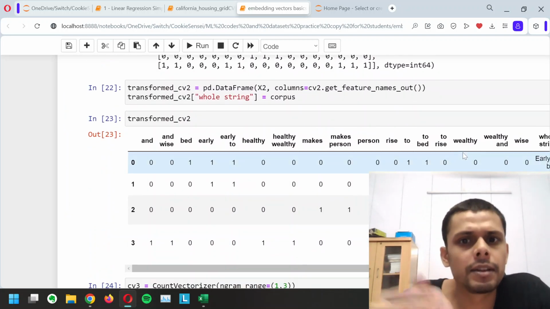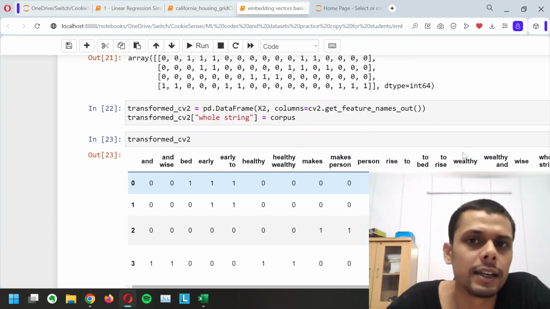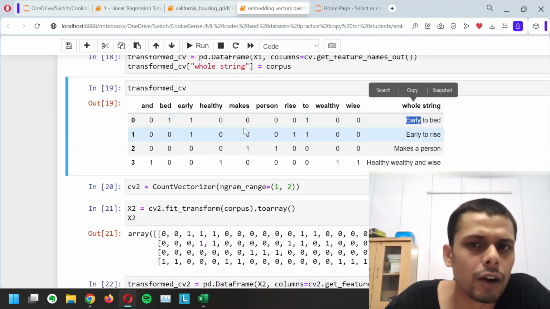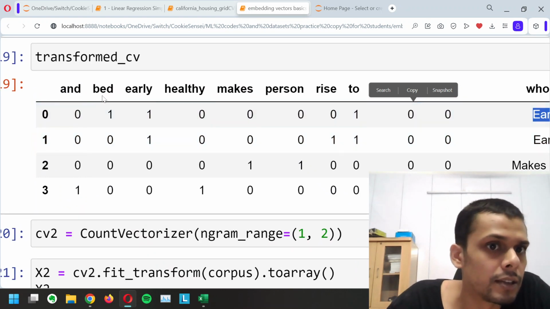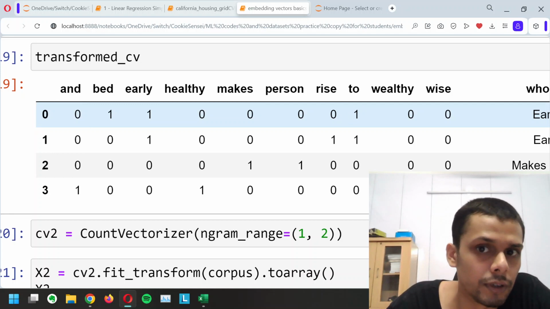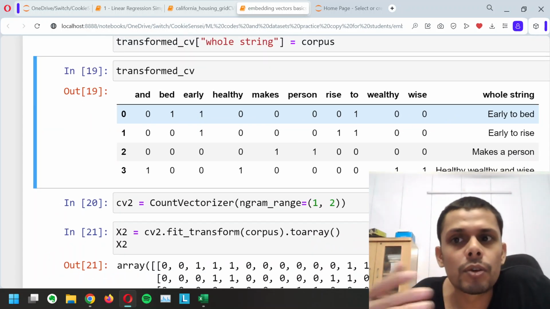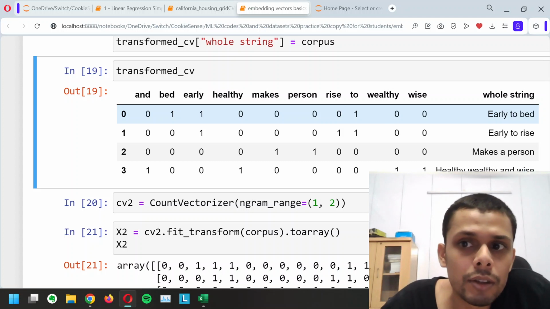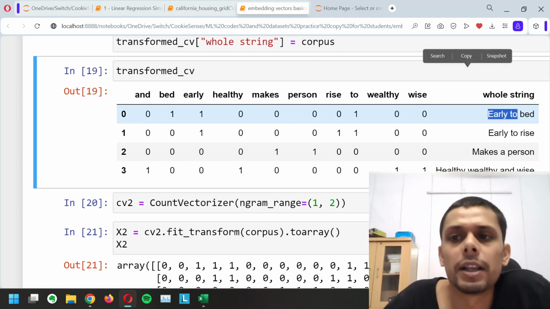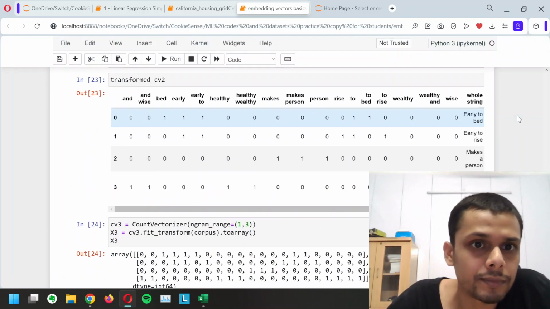Now, let's take one step forward and try to preserve sequence using bigrams. Bigrams meaning that not only do I want to keep the count of the words, like how many times the words are occurring, so in this case, bed occurred one time, early occurred one time, and to occurred one time. That was called a vectorizer. Not only do I want to count the number of words, but I want to count the number of sequences of two words as well. That's called bigrams. So "early to" and "to bed". I'm adding these two tokens as well.